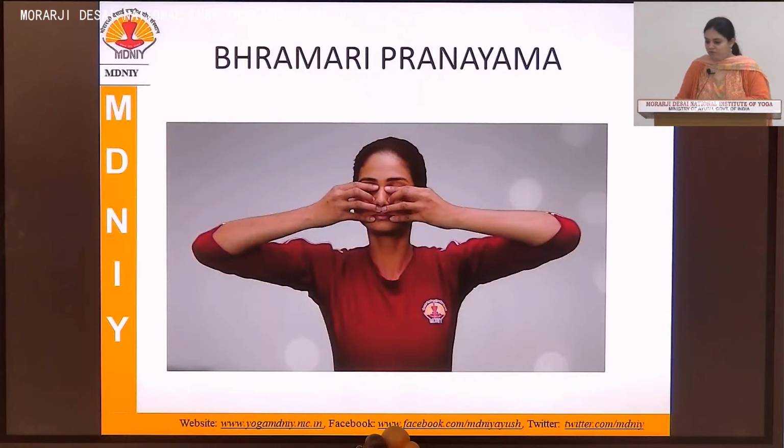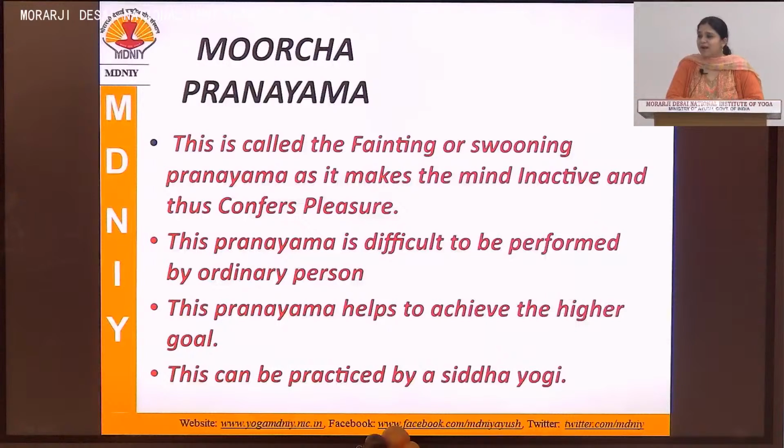Now, Murcha pranayam. Murcha and Plavani pranayam, these both are done by Siddhas only. Murcha means getting faint. So, this is called fainting pranayam because it makes the mind inactive, and it confers pleasure, because when the mind is inactive, there is no thought, no feeling, so you get into bliss. This is very difficult to perform by an ordinary person, and it helps to achieve the higher goals of yoga, and it can be practiced by a Siddha Yogi only, we advise.